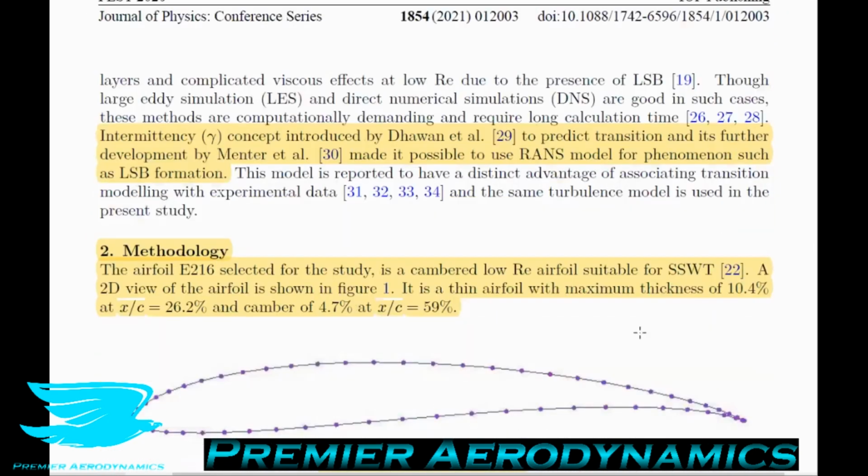So intermittency, which is one thing that they're using for their RANS model, is a pretty cool idea effectively. They say the intermittency concept was introduced by Dhawan and others to predict transition, and its further development by Menter and others made it possible to use RANS models for phenomena such as LSB formation. So intermittency is effectively like a pseudo parameter to determine how much of a boundary layer is turbulent or not. If you had an intermittency of 10%, it means 10% of the time the boundary layer at this point is turbulent. If it's 90%, it means that 90% of the time the boundary layer at this point is turbulent. So that's effectively what the intermittency means.